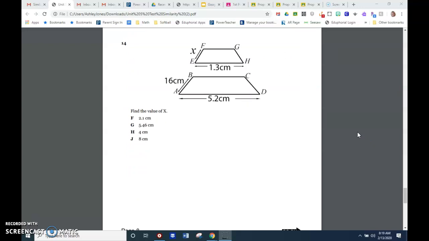Number 14. Find the value of x. F, 2.1 centimeters. G, 5.46 centimeters. H, 4 centimeters. J, 8 centimeters.